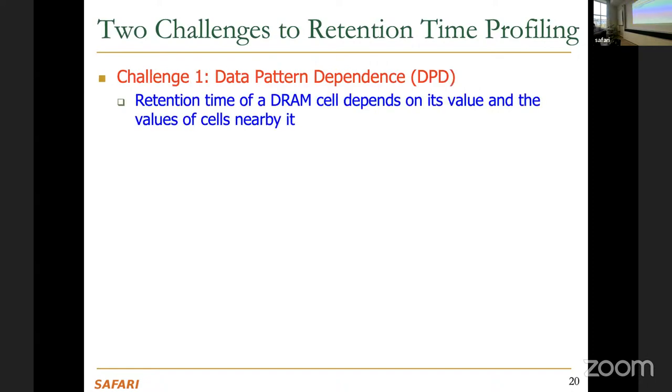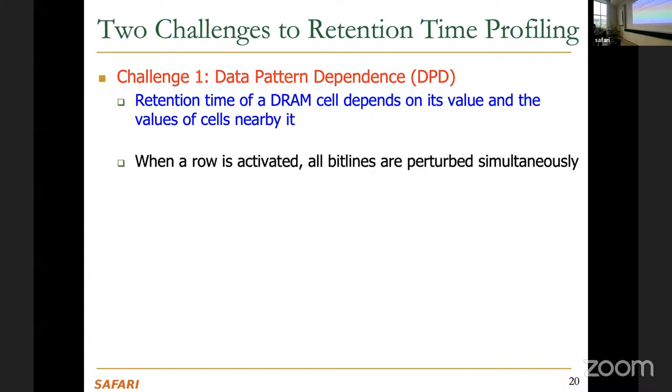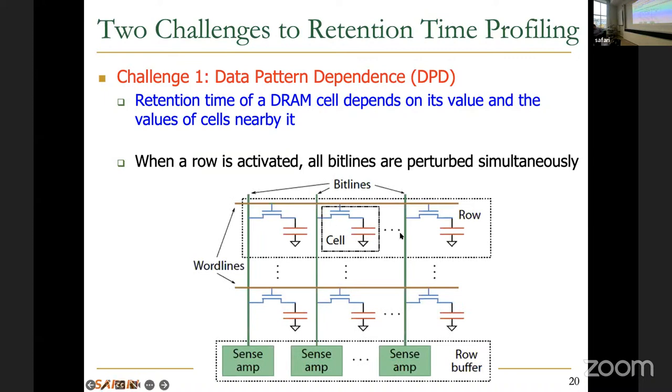Data pattern dependence says that the retention time of a DRAM cell depends on its value and the values of the cells nearby it. Why? Because things are too close to each other and things are coupled. Let's take a look at that. When you activate a row in DRAM, all of the bit lines that are connected to that row are perturbed simultaneously. Let's look at this pictorially.